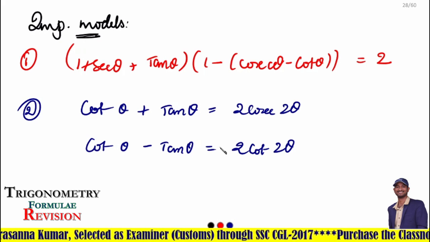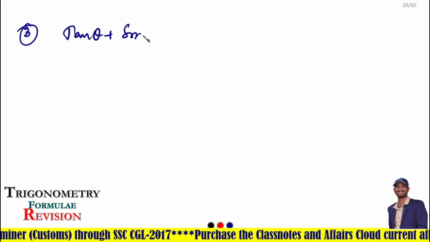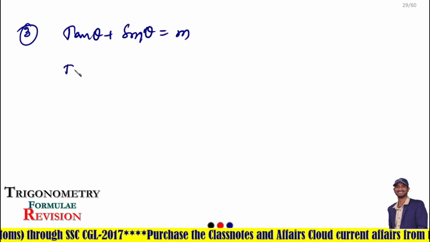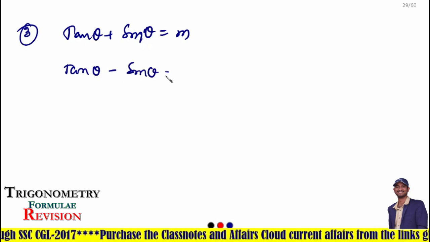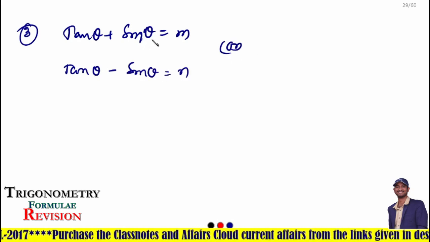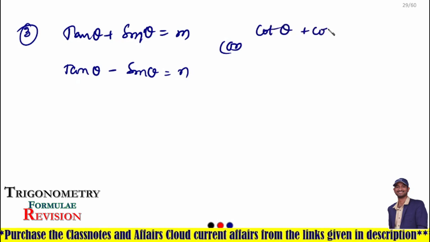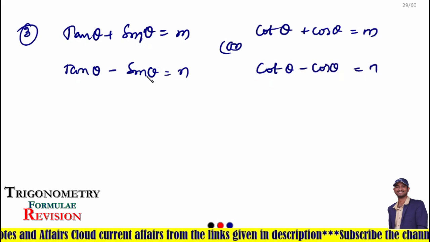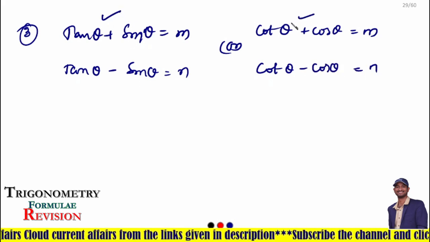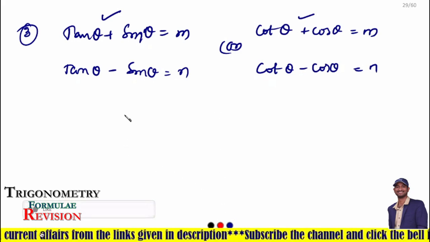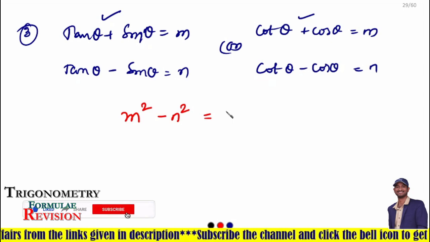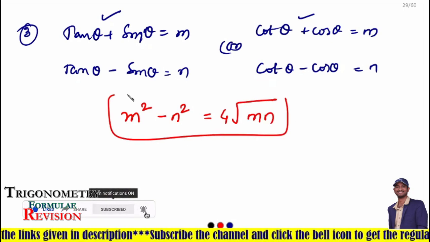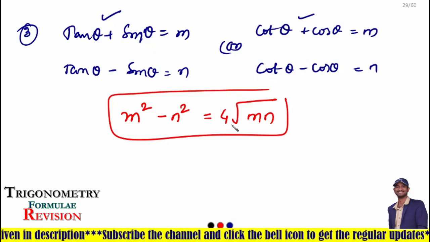Okay. Next, this is another important one: if tan theta plus sin theta is m and tan theta minus sin theta is n, or tan and sin replaced by cot and cos, that is, cot theta plus cos theta is m and cot theta minus cos theta is n. Whatever thing is there, if this is given or this is given, then finally m square minus n square is always equal to 4 root mn.